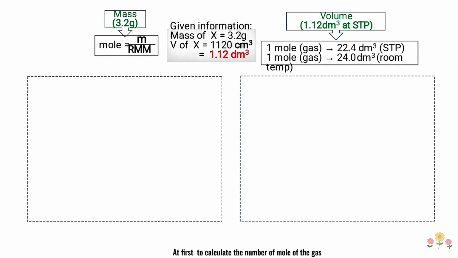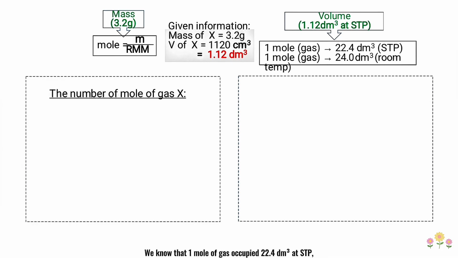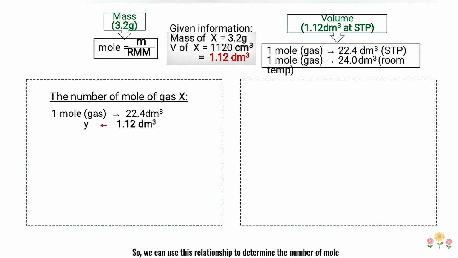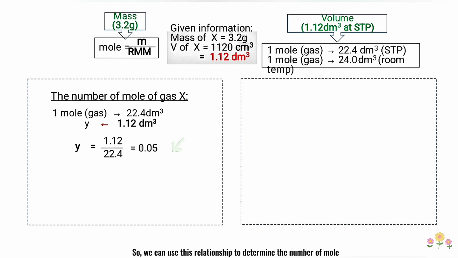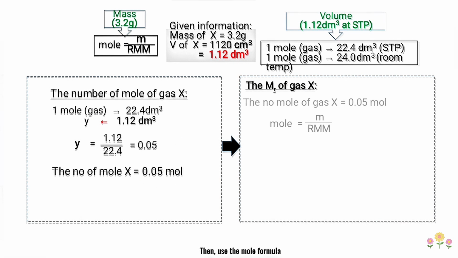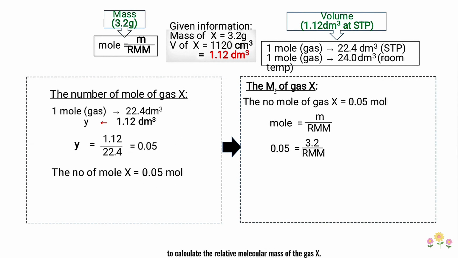At first, to calculate the number of mole of the gas, we know that 1 mole of gas occupies 22.4 dm cube at STP, so we can use this relationship to determine the number of mole. Then use the mole formula to calculate the relative molecular mass of the gas X.